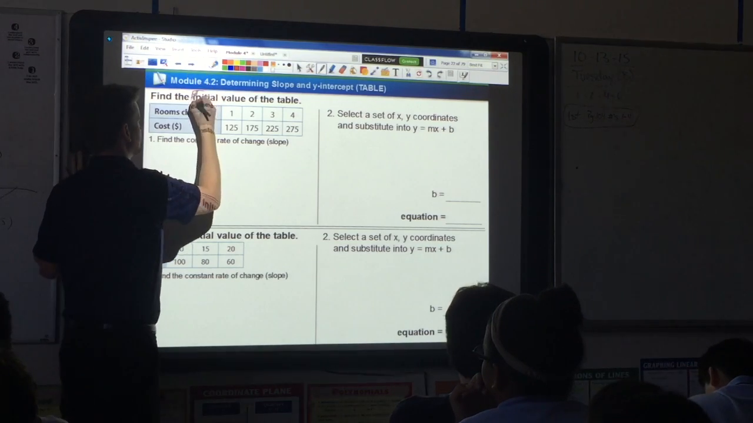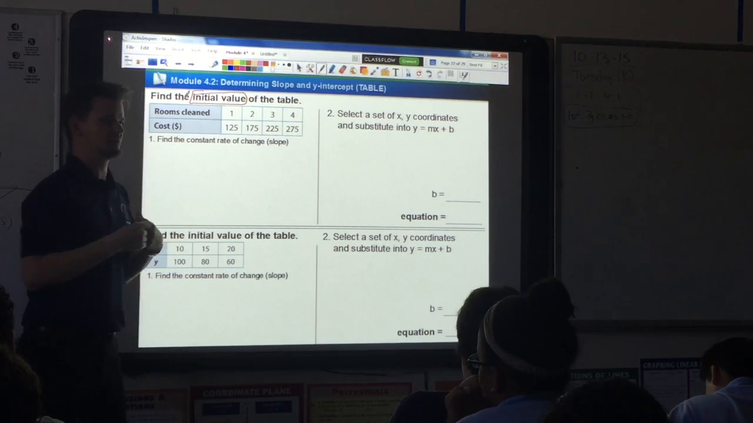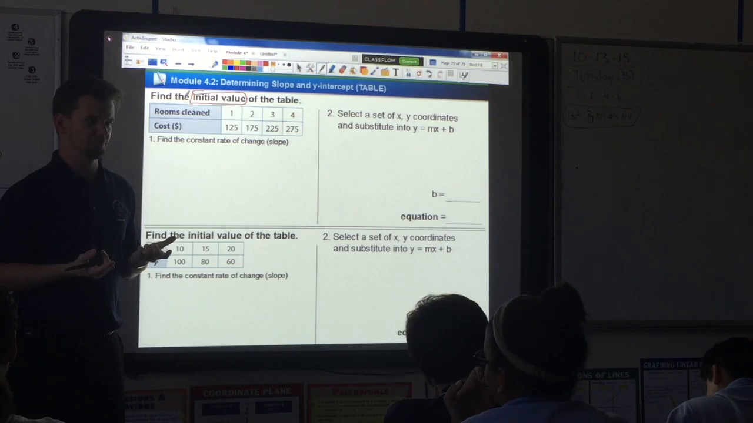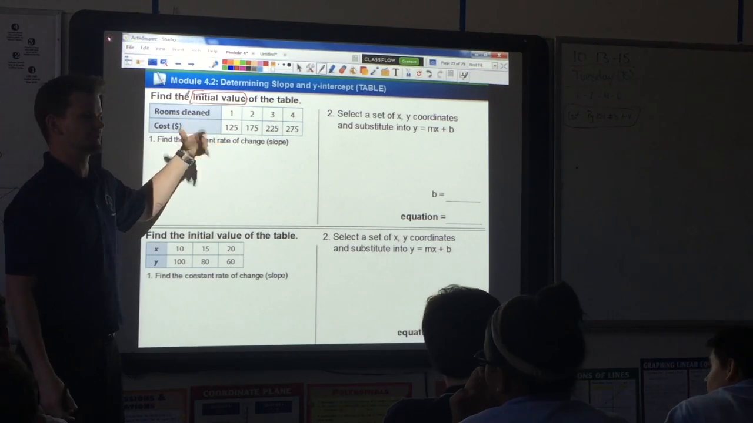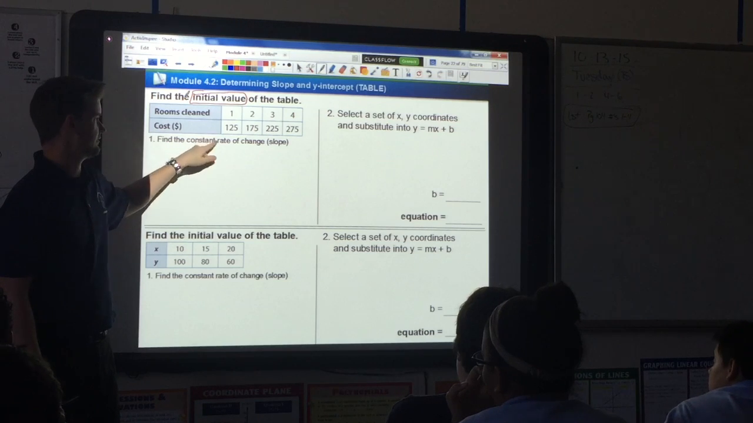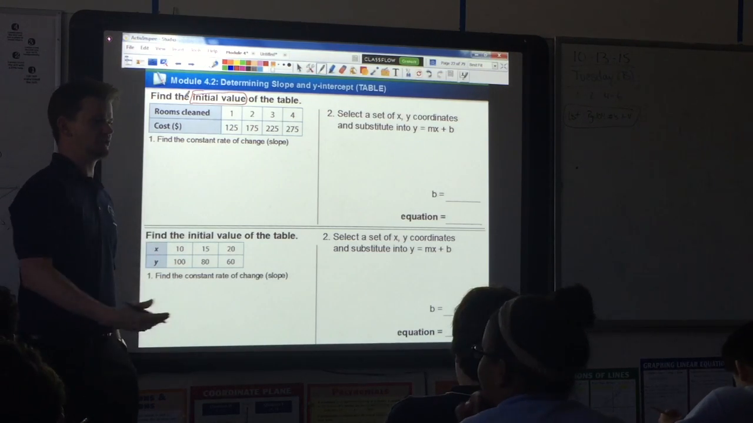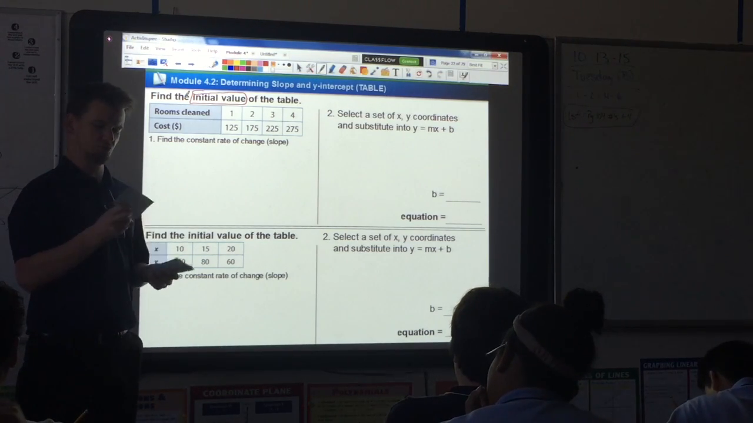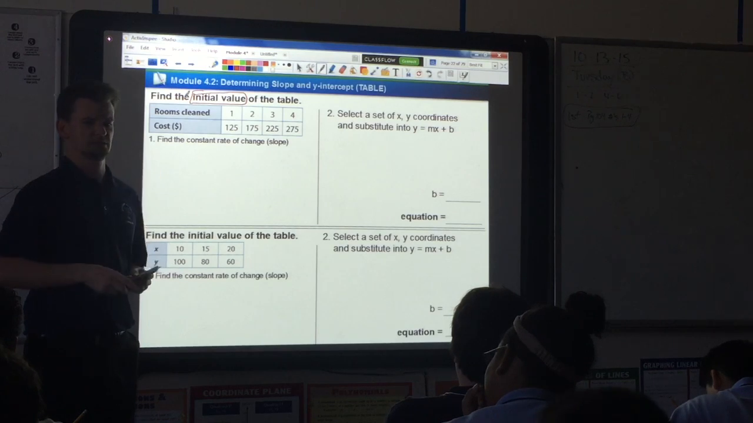Notice that I say initial value. Initial value is the exact same thing as the y-intercept. So we want to find the initial value, also known as the y-intercept, from this table. Step 1. Find the constant rate of change, which is the slope. We know how to do this. We've done it before. Let's go to my homie, Dylan.